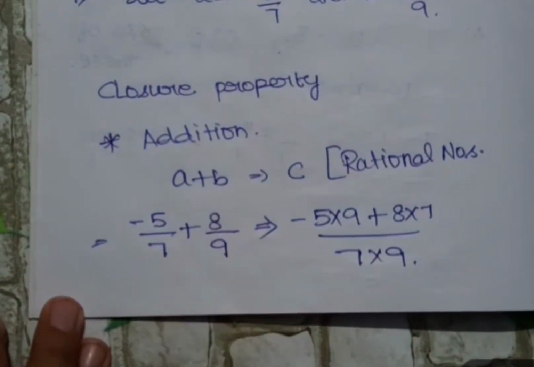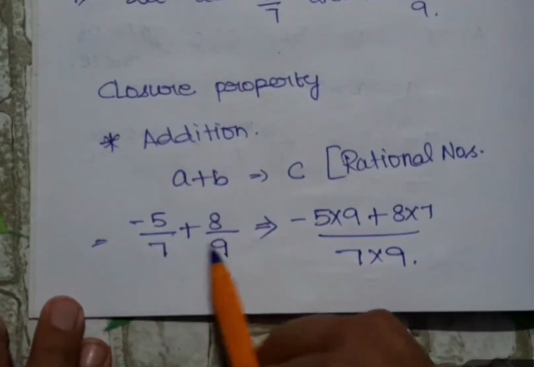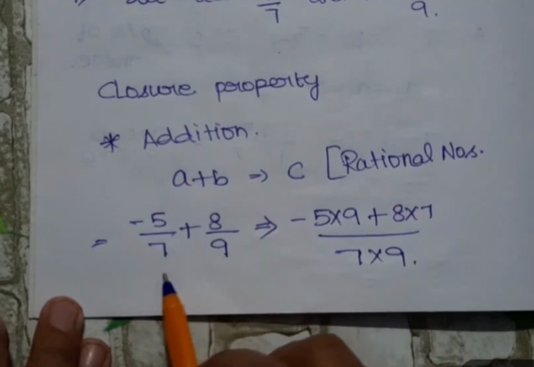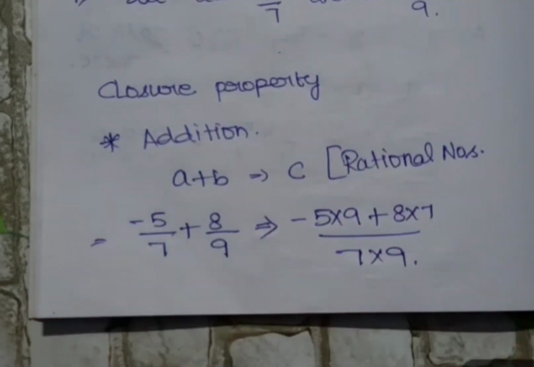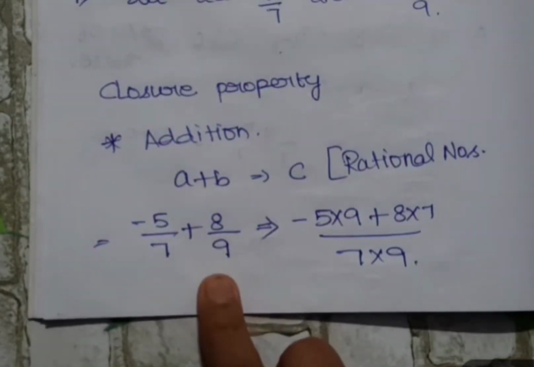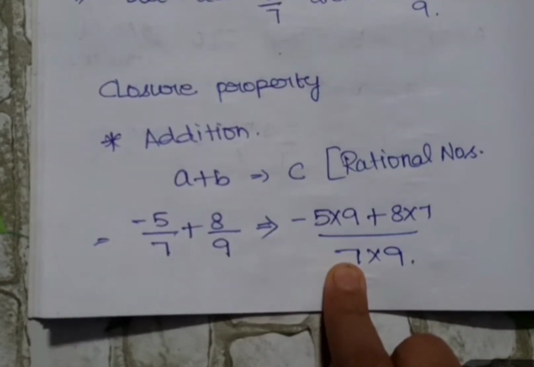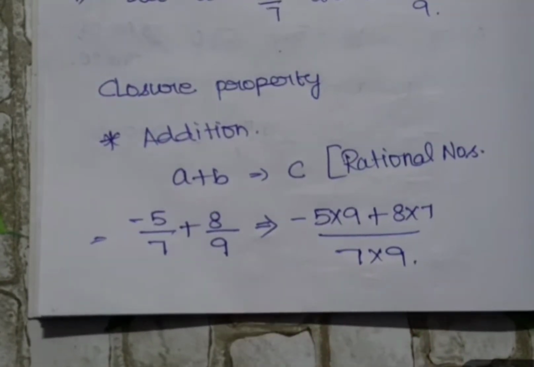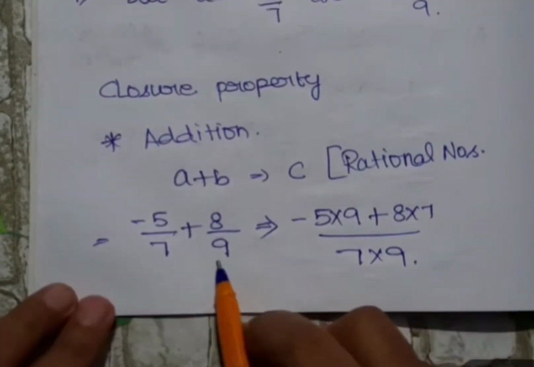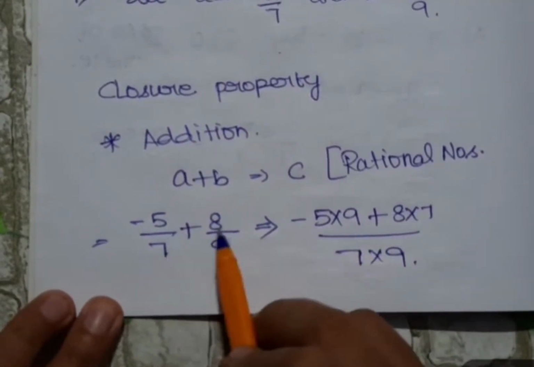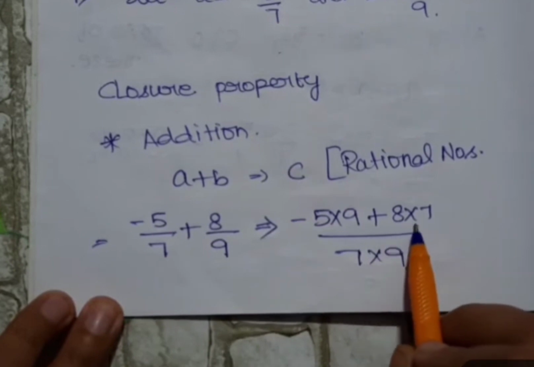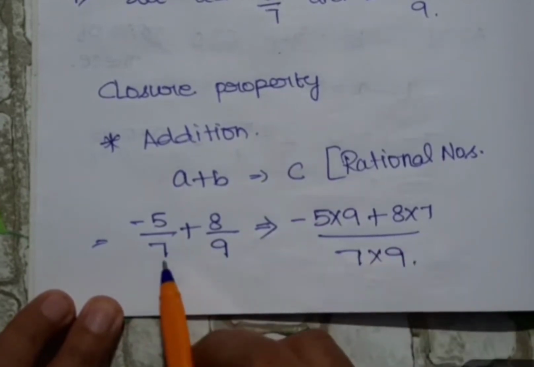So minus 5 by 7 plus 8 by 9. Substitute A value and B value. You have to add these two values, but the denominator is not the same. So you have to make the denominator the same. For that you have to multiply. So cross multiply and multiply the denominators. So 7 into 9, and cross multiply minus 5 into 9. These two you have to multiply, then the center sign plus, and then 7 into 8. If you multiply, you will get the answers.